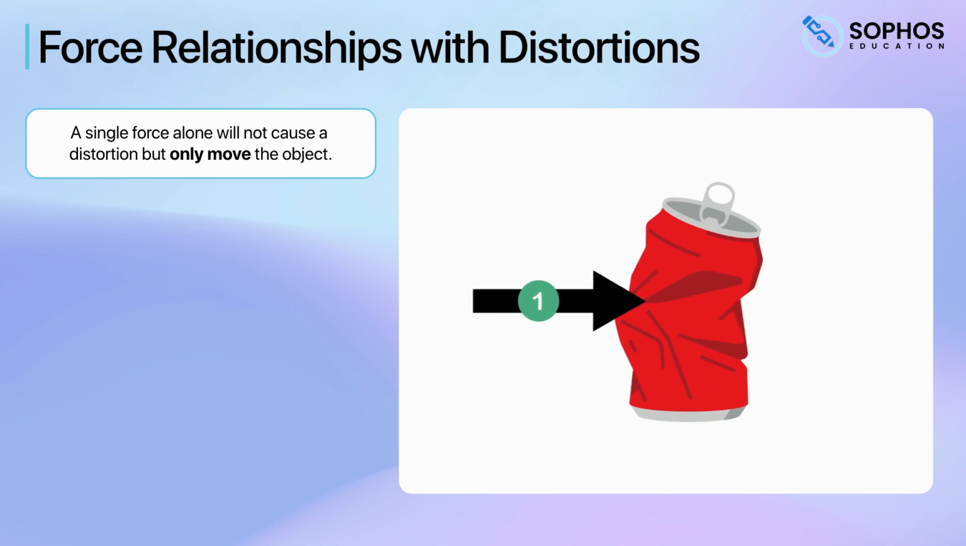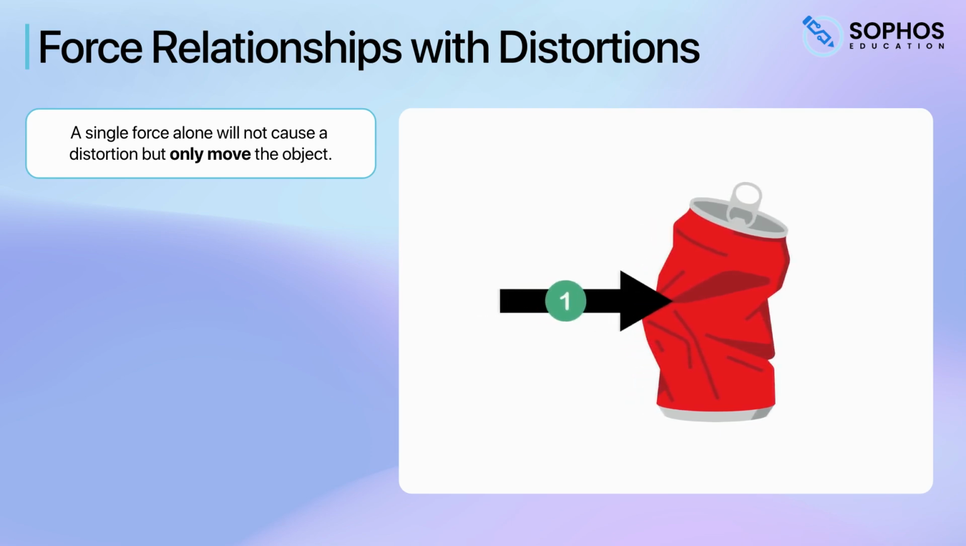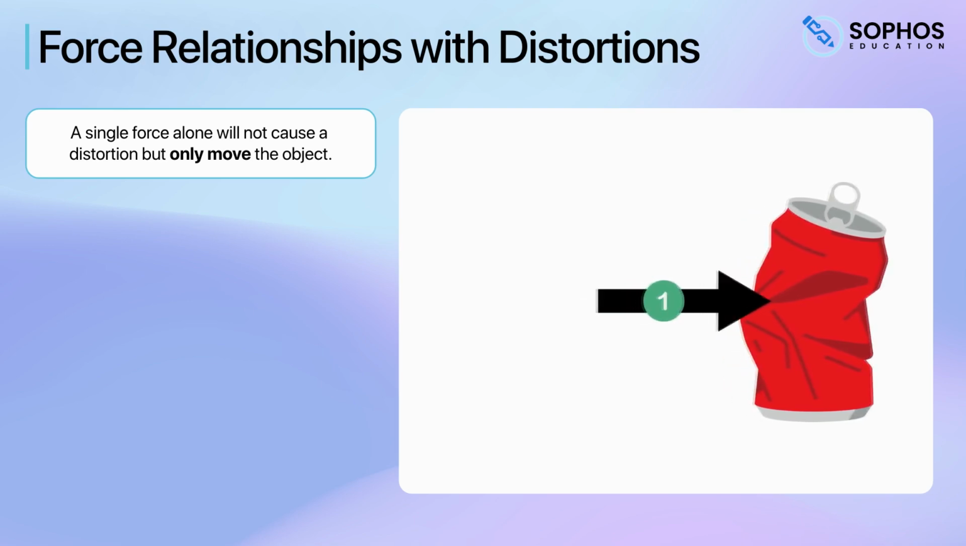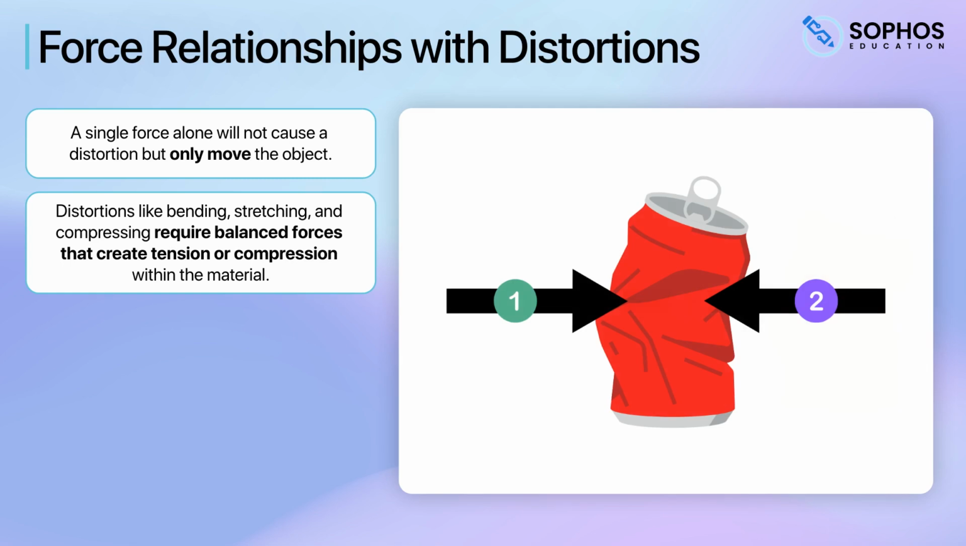For any distortion to occur, forces must act in pairs. A single force alone will not cause a distortion but only move the object. This is because distortions like bending, stretching, and compressing require balanced forces that create tension or compression within the material.